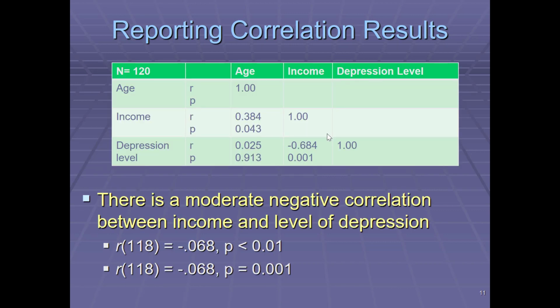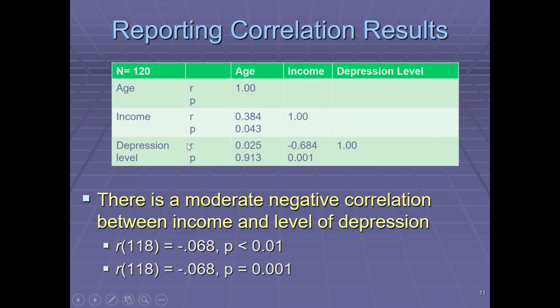All right, so if you wanted to write up your correlation results, here's an example of age, income, depression level. Remember, your R is the correlation, the P is your p-value. So looking at this data here, we can say that there is a moderate negative correlation between income and level of depression. So this is level of depression here, and this is income.